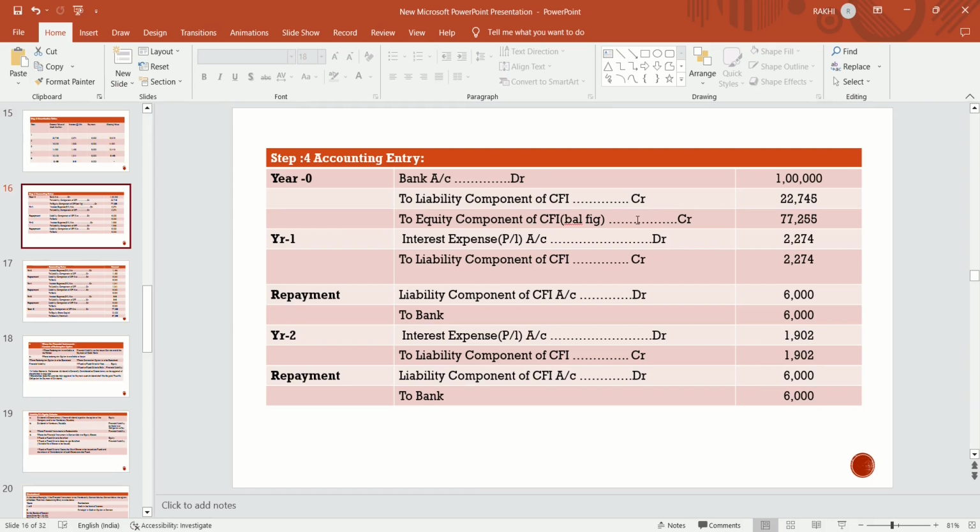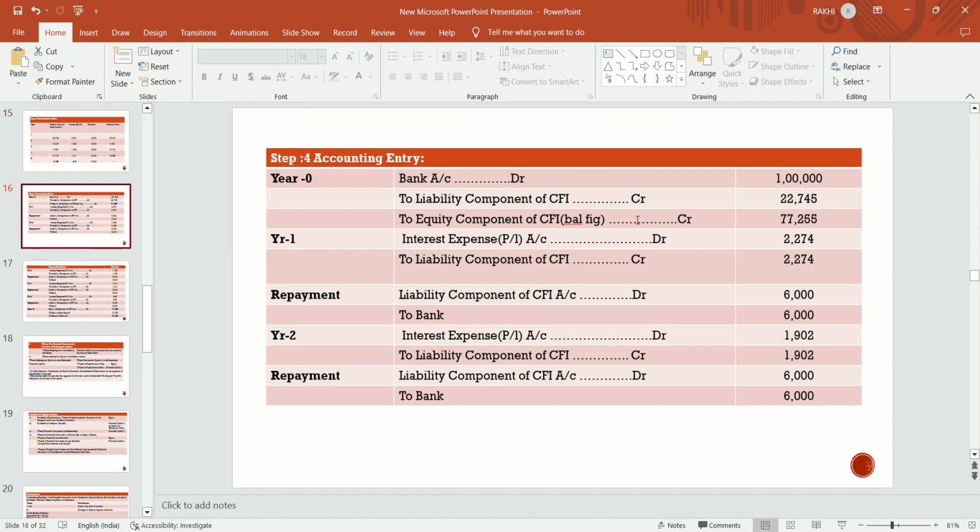So only the interest part should be recognized, that is 22,745, and the equity component is the balancing figure, that is, whatever the entity receives minus whatever the liability component is, the remaining amount becomes the equity component. In this case, 1 lakh minus 22,745, that is 77,255, becomes the equity component of the compound financial instrument. It is always a balancing figure.